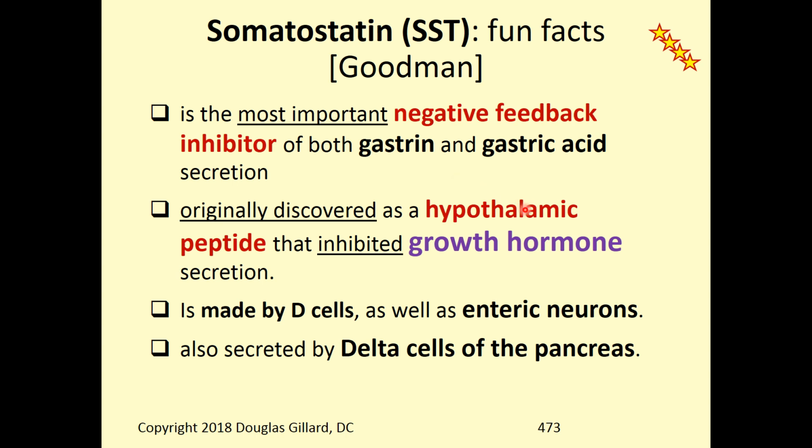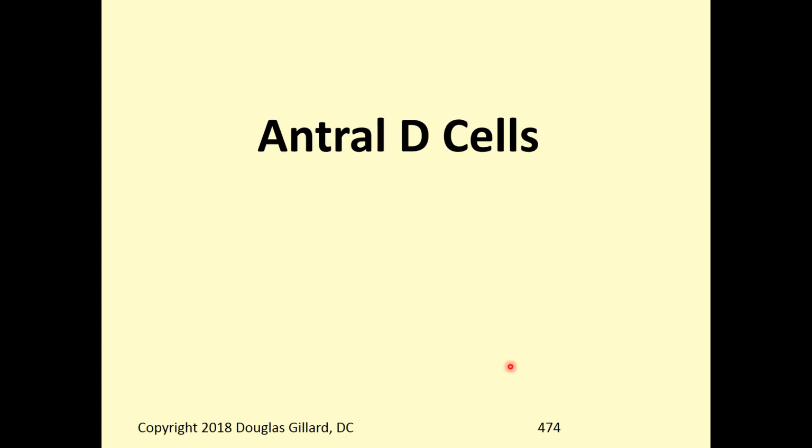Originally discovered as a hypothalamic peptide that inhibited growth hormone a long time ago, and then later it was discovered, oh, hey, it's in the stomach. And then it was discovered, hey, there's a different type of it in the fundic region compared to the pyloric region. Also discovered there are delta cells in the pancreas that secrete somatostatin. We're not talking about those now. We're talking about stomach gland D cells.